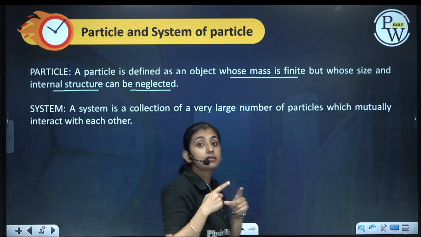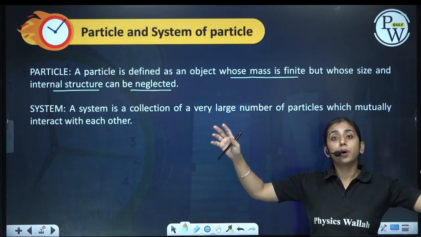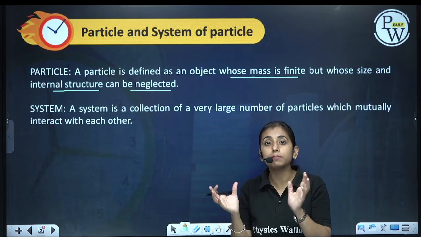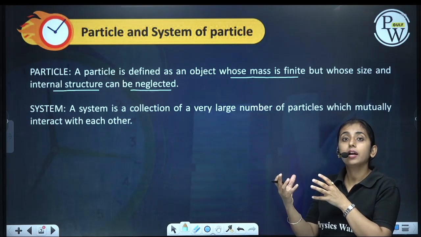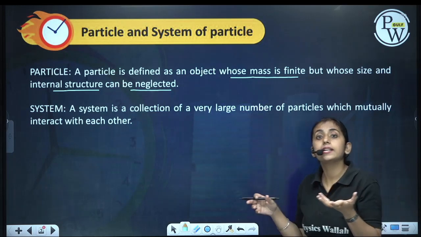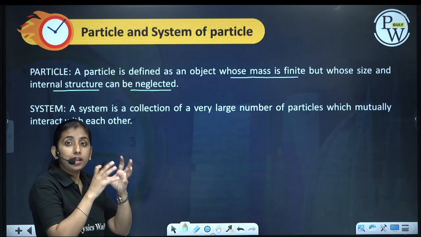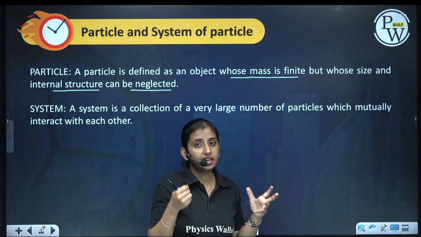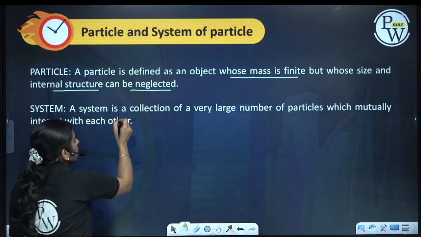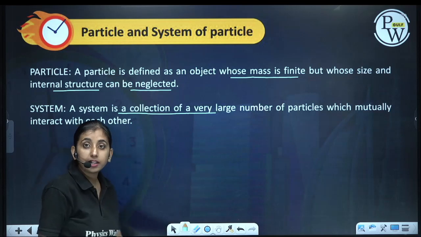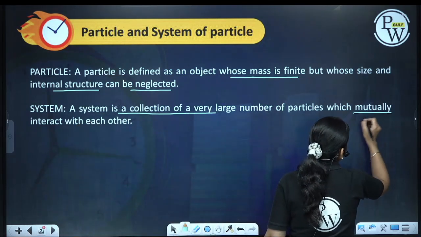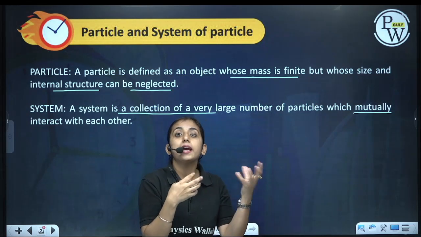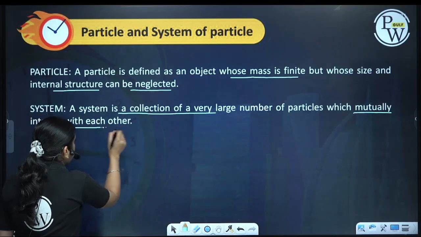Now next is system of particles. When many such particles come together and they form a structure or form a system, okay, in which there are two types of forces, internal and external forces, okay. The system is withheld, they withheld each other by applying some force, any interactive force they can apply, that is called a system, okay. So a collection of very large number of particles which mutually interact with each other. How particles can interact? They can interact by exerting forces, okay.